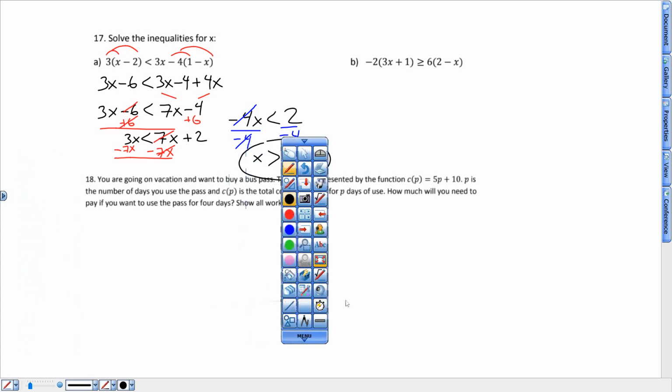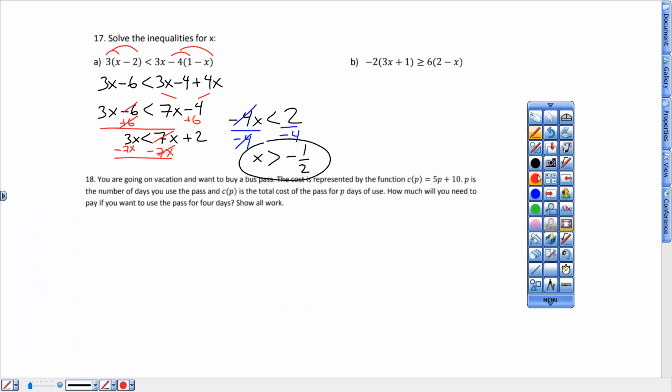Here we go. Hopefully got that one right. This one I'm distributing. Looks like both. That's going to give me -6x minus 2 more than or equal to 12 minus 6x. Stay on this side. Add this 2 to both sides. That will give me -6x more than or equal to 14. Then right there, I'm going to add 6x to both sides.